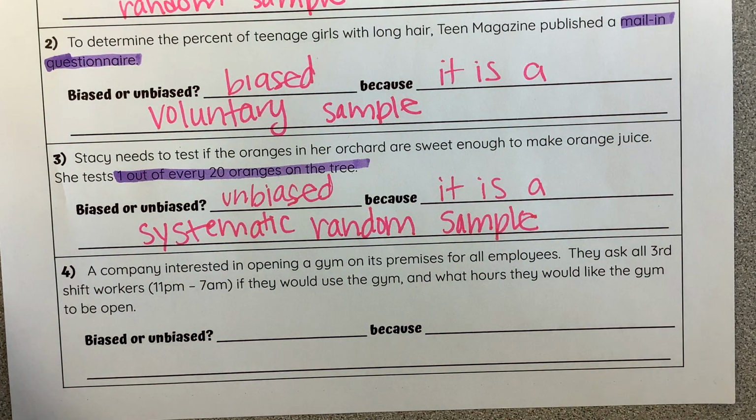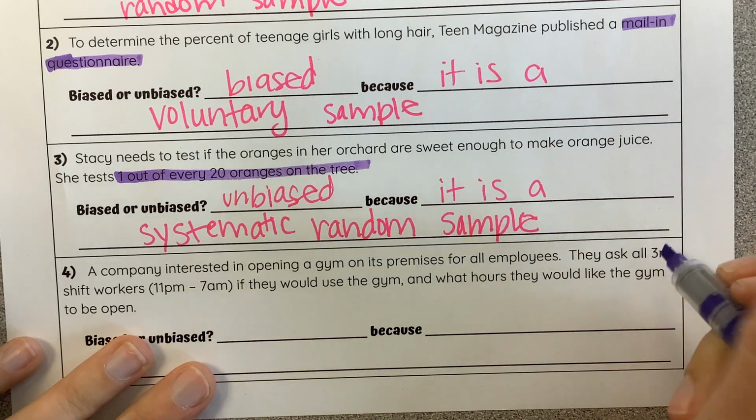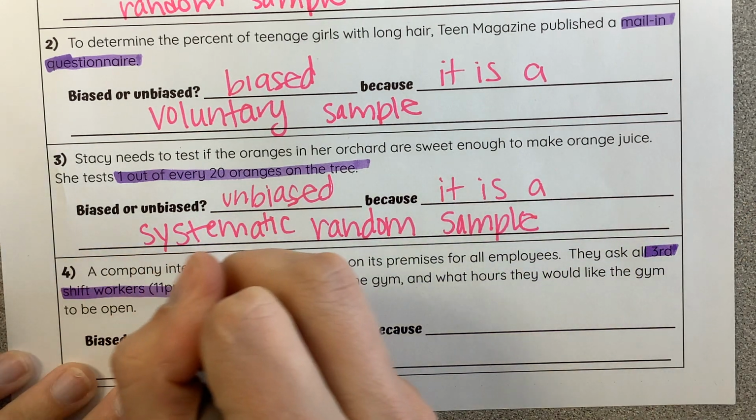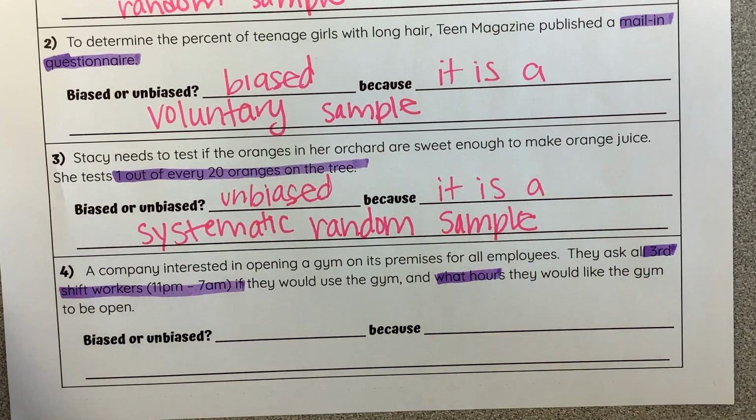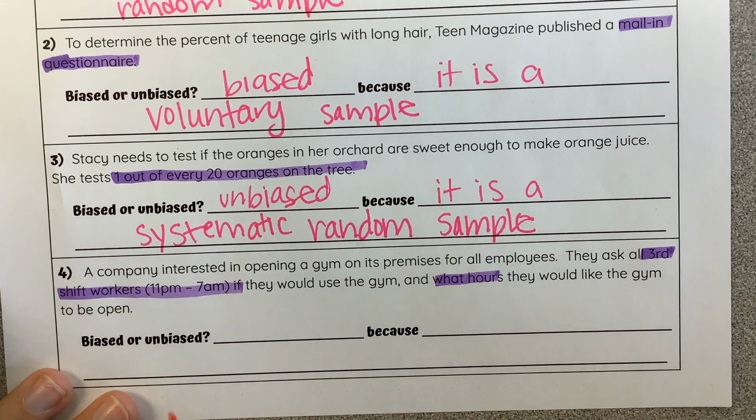And last example, a company interested in opening a gym on its premises for all employees. They ask all third shift workers, 11 p.m. to 7 a.m., if they would use the gym and what hours they would like the gym to be open. So they're asking third shift workers, and specifically they want to know what hours they want it open. Well, they aren't asking the first shift or the second shift. They're only choosing one shift because it's easy, it's convenient.